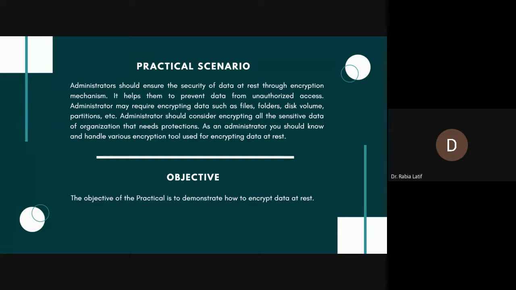Before moving towards the practical, I want all of you to see what the practical scenario is that we are looking into. As a data administrator, you should ensure the security of your data through encryption mechanisms. It helps to prevent data from unauthorized access. If your data is encrypted, no one can decrypt it unless that person knows the key, the password. An administrator may be required to encrypt data such as files. You can encrypt files, folders, disk volumes, disk partitions. You can encrypt the whole system.